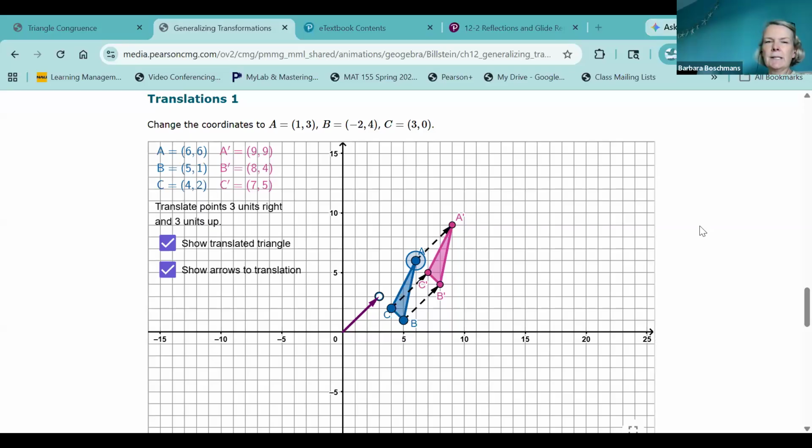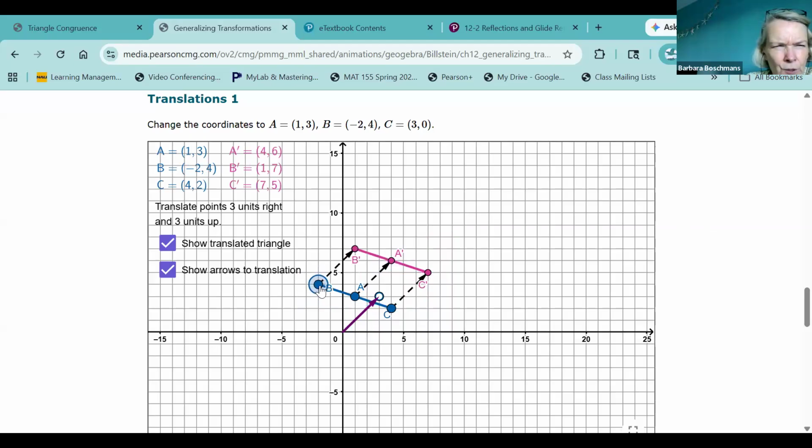Okay, translations number 1. It says change the coordinates to A is (1, 3). So my A is here, and I want to go to (1, 3). B has to go to (-2, 4). And C has to go to (3, 0). So this is just following the instructions above where we have to change the coordinates. So those are the coordinates that are on our piece of paper.